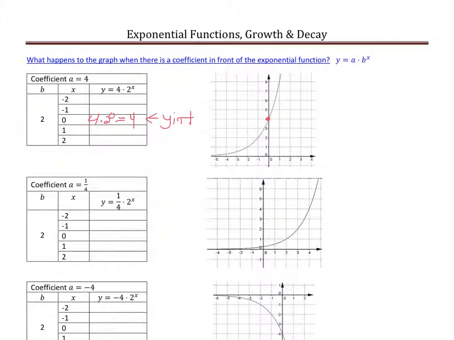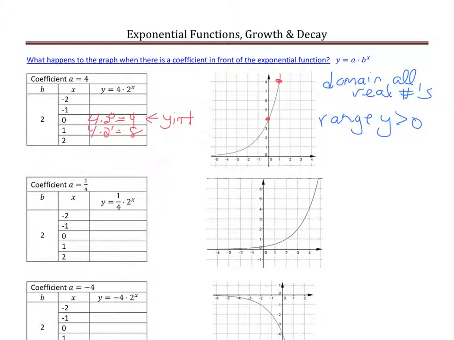And now let's look at the exponent of 1, because that's always an easy one to look at. 4 times 2 to the 1 would just be the product of 4 and 2, which is 8. So just from those 2 points, you can probably easily sketch that exponential curve and see that the x-axis, y equals 0, is the horizontal asymptote. Here the domain, again, is all real numbers, and the range is y greater than 0.